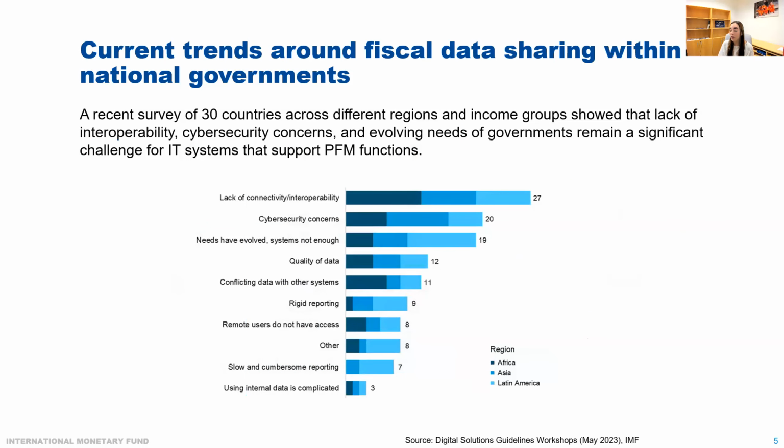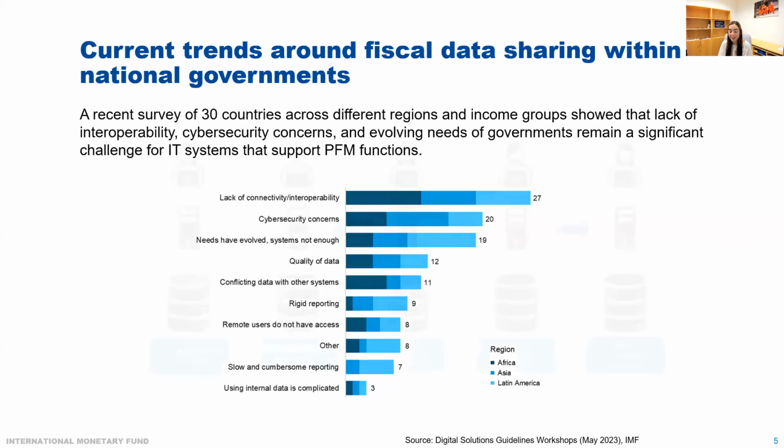We recently had a workshop on the digital solutions guidelines that we're preparing. In this survey, we had 30 countries because we had 3 workshops, one in Asia, one in Africa, and one in Latin America. So 7 countries, including Vietnam, participated from Asia, 13 countries in Africa, and 10 countries in Latin America. And what we found is that overall, the lack of connectivity and interoperability around systems is the utmost concern for all these countries.